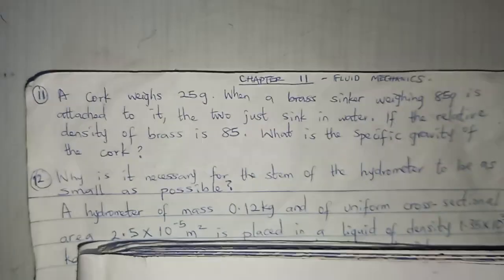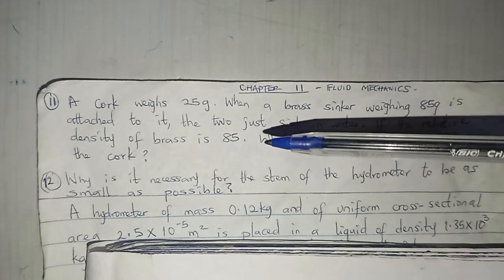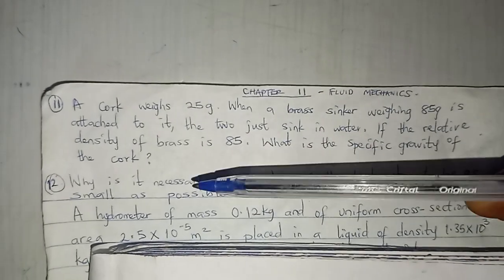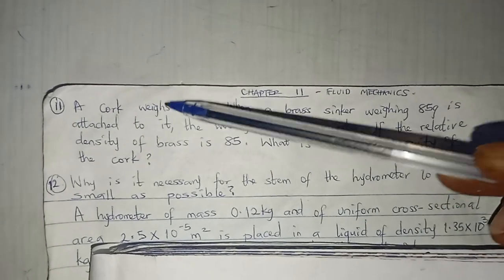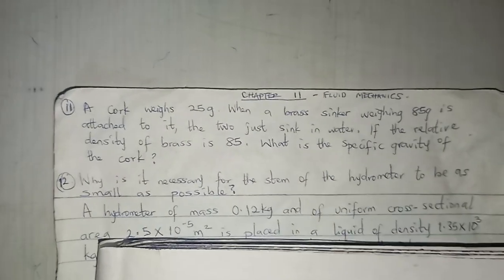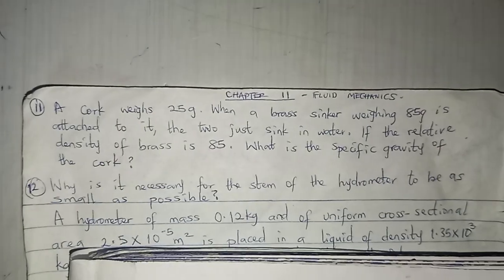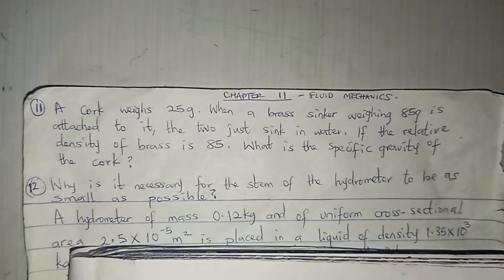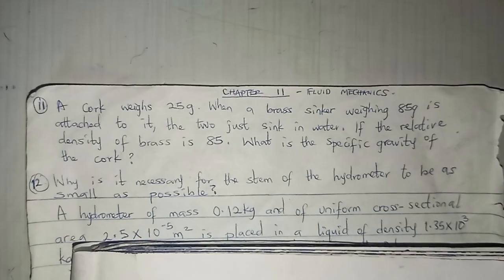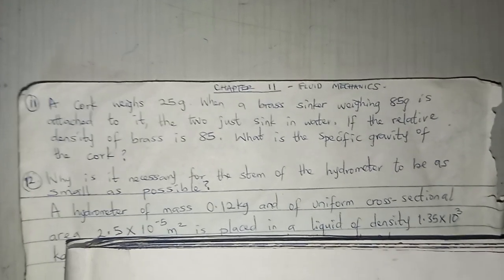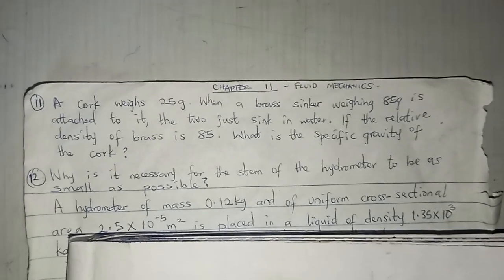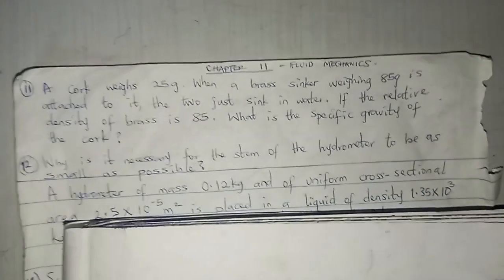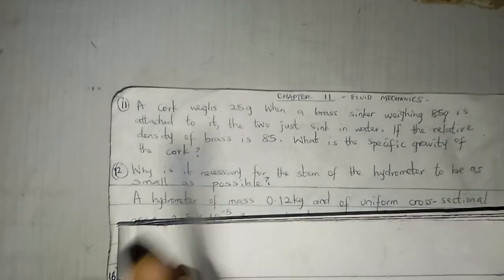Still on chapter 11, exercise 11, number 11. A cork weighs 25 gram, and you know that cork is something whose density is less than that of water, so it tends to float. It weighs 25 gram. When a brass sinker weighing 85 gram is attached to it, the two just sink in water. If the relative density of brass is 8.5, what is the specific gravity, or relative density, of the cork? To answer this question, let's pull out the things we have.